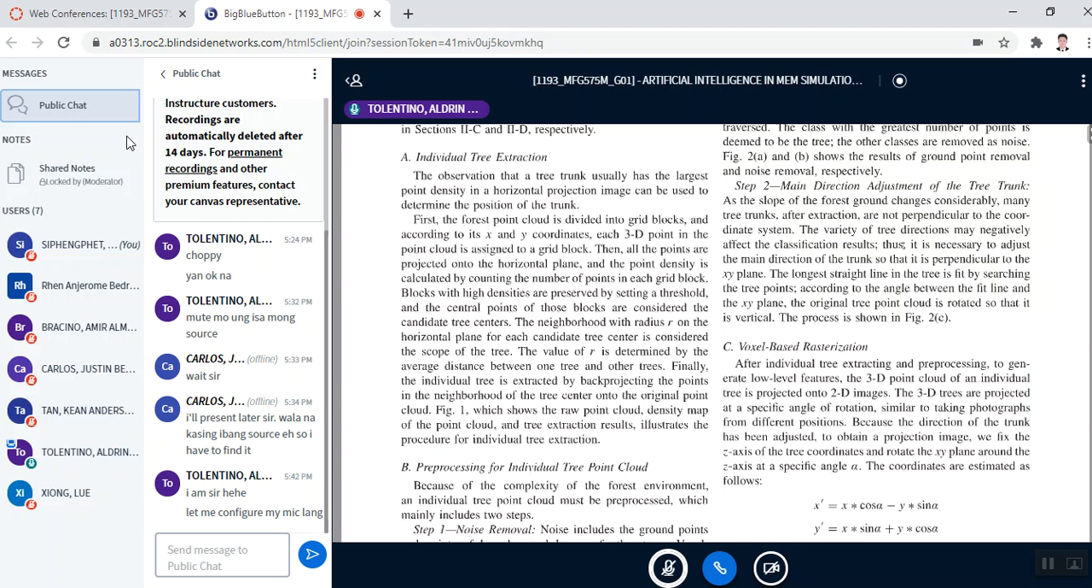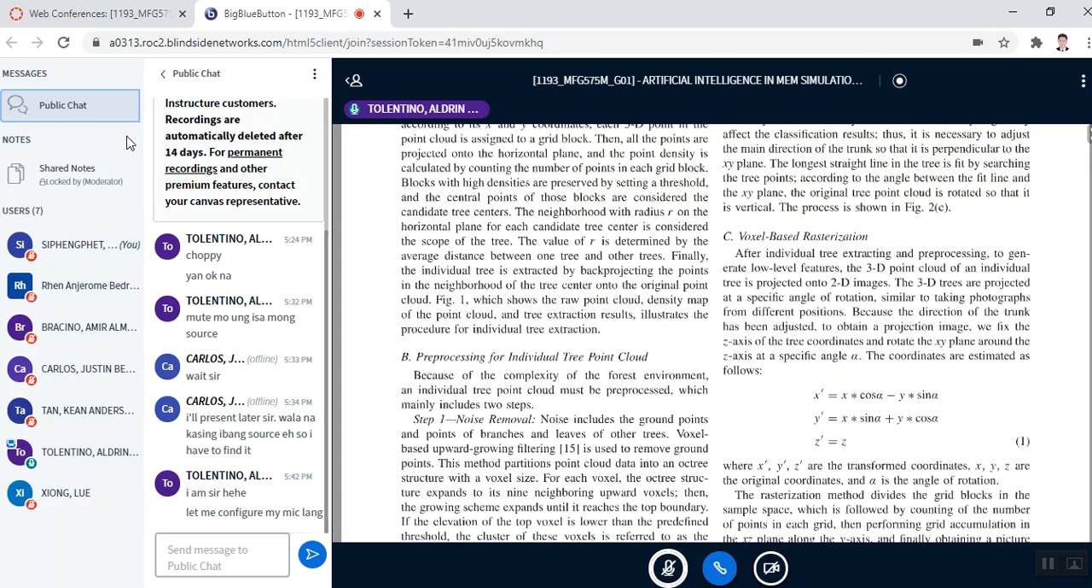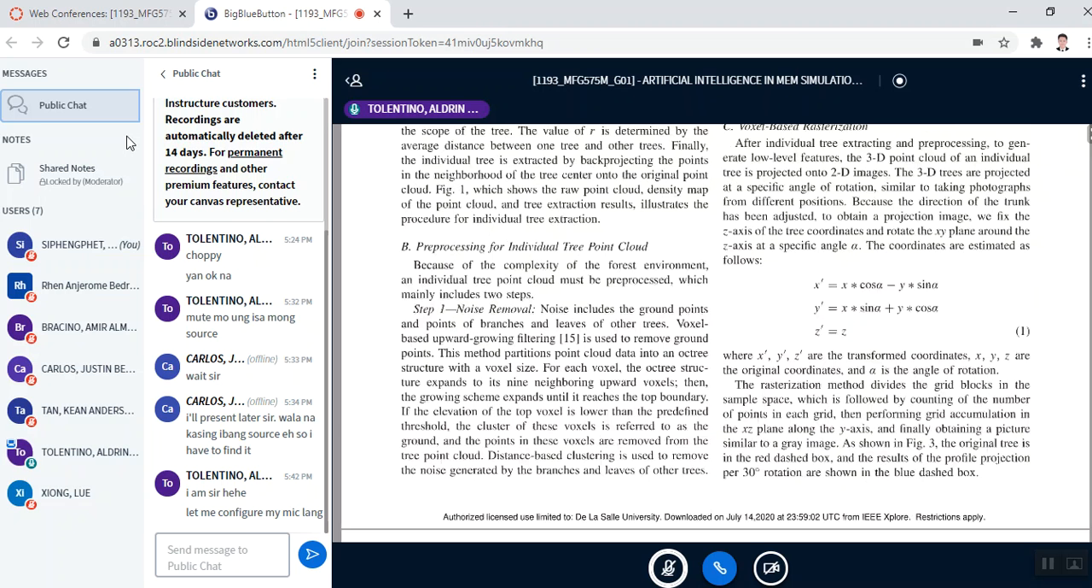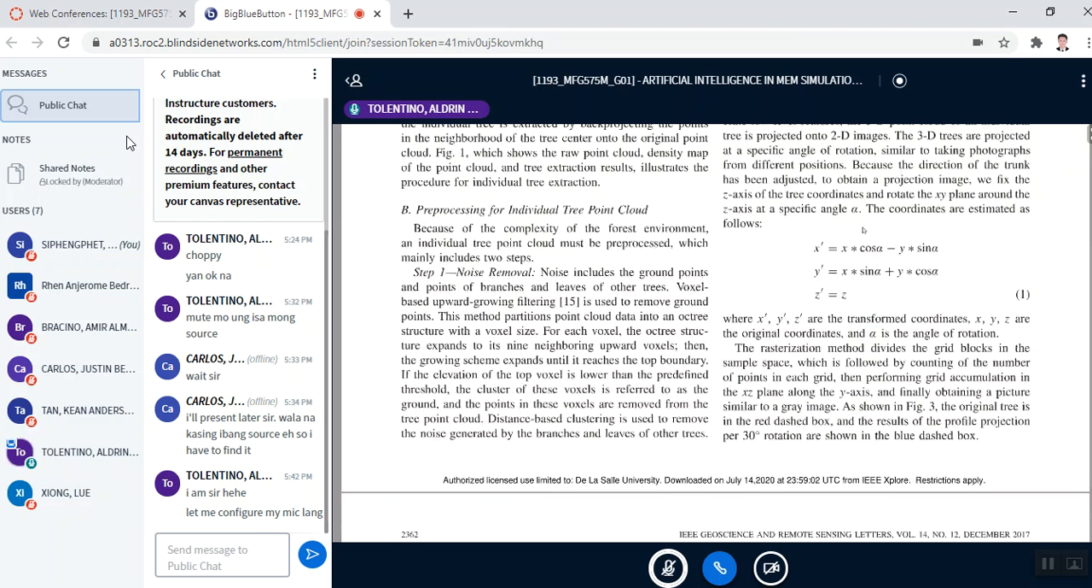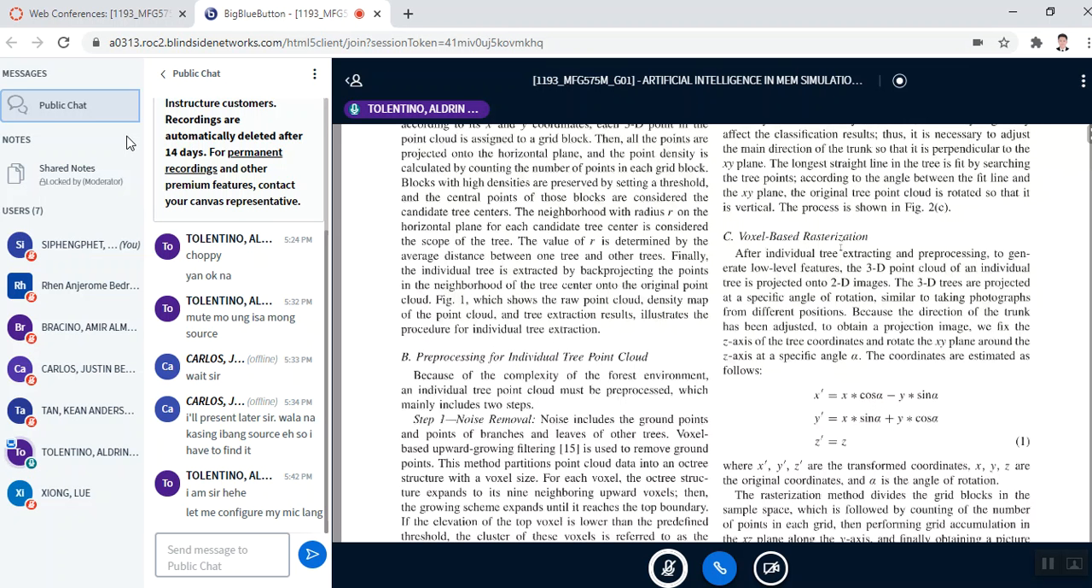So for the third step in his methodology, he used voxel. I mean, this is part of the second step. He used voxel-based rasterization. So this is basically with the 3D point clouds already pre-processed. The study took pictures, 2D pictures of the 3D point cloud. So it's basically like rotating your figure or model and creating many images.